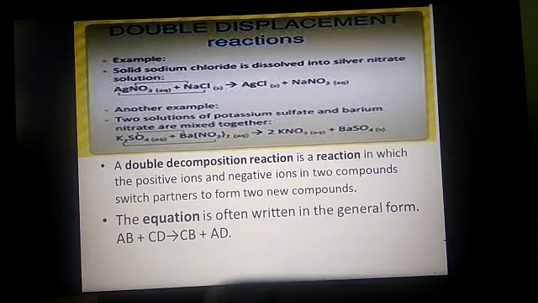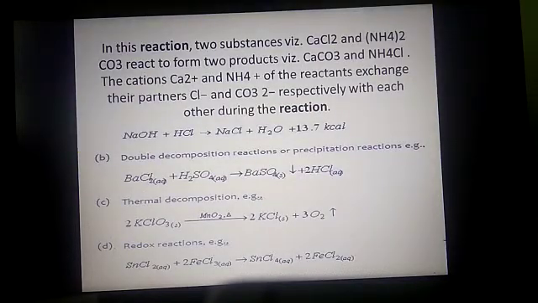So where the position of elements will be replaced, a more electropositive element will displace a less electropositive metal, or a more electronegative non-metal will displace a less electronegative non-metal. So when a more electropositive metal displaces a less electropositive metal, it forms in aqueous solutions.